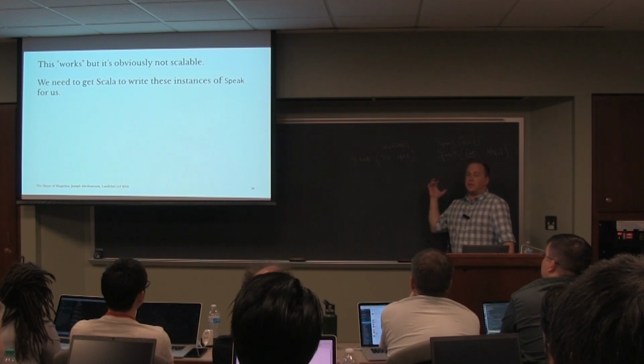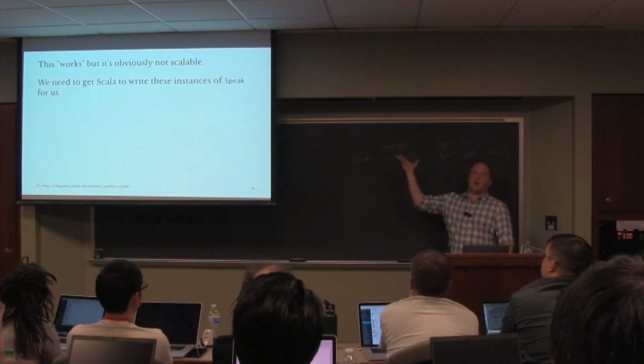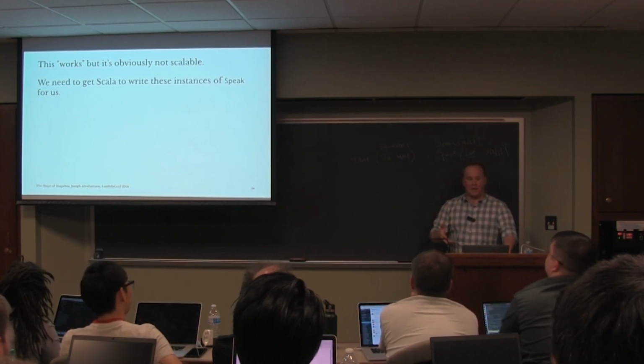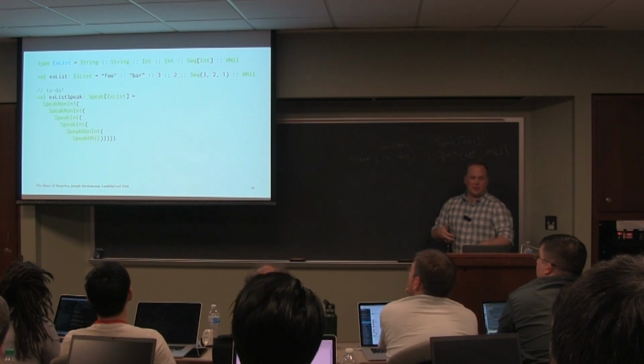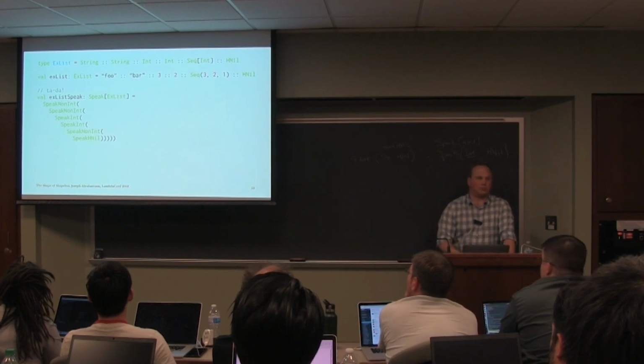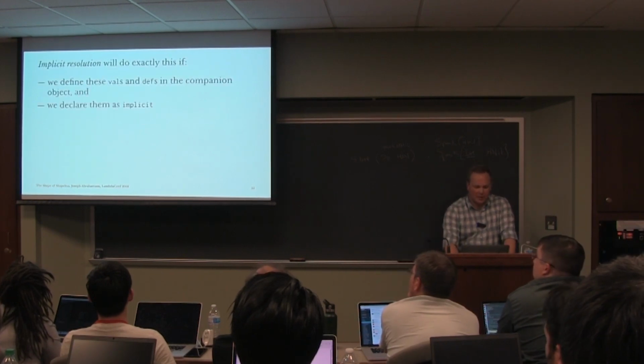I want an implicit ordering of doubles. I just ask for it to exist, and Scala's like, oh, I've got one of those here. And as it turns out, implicits are really powerful, and we're going to use them to have it write this value for us, knowing only that we're interested in having a speak value for some example hlist. So that's the next step.